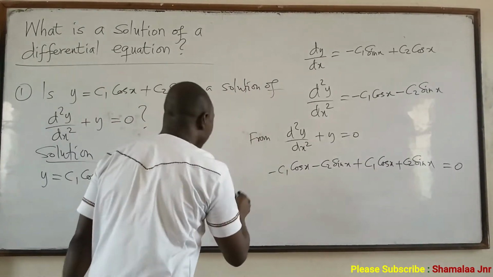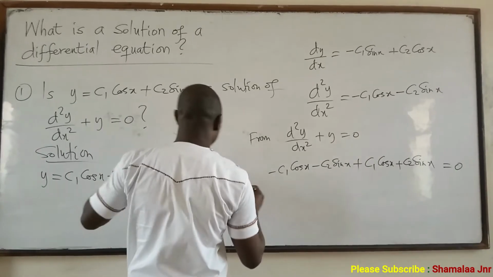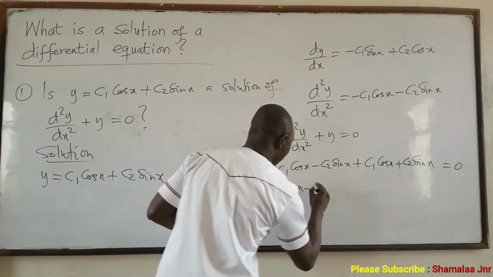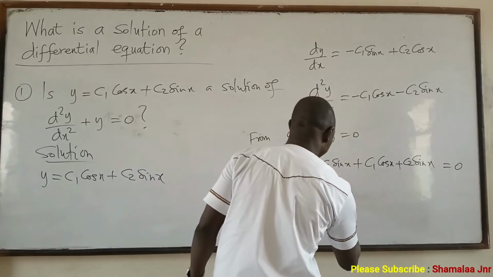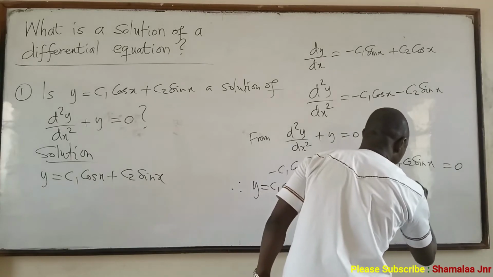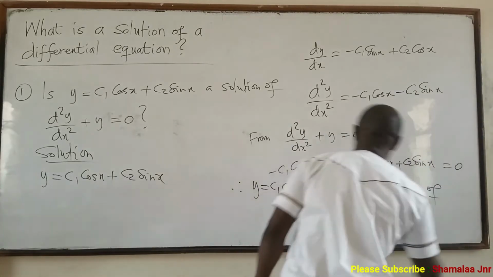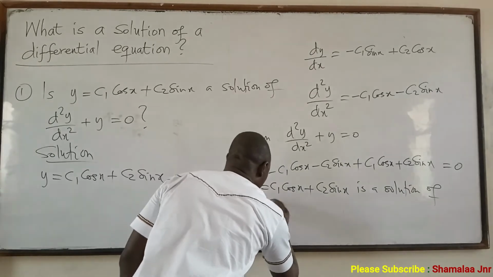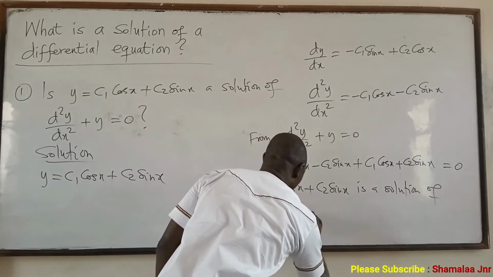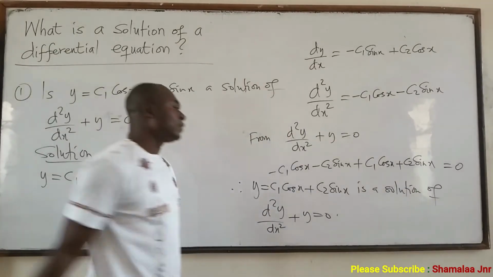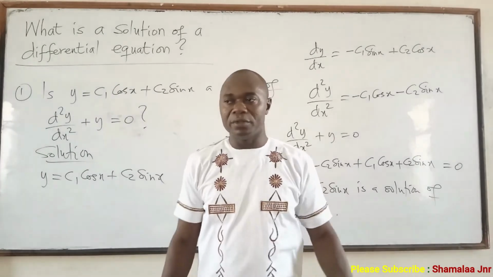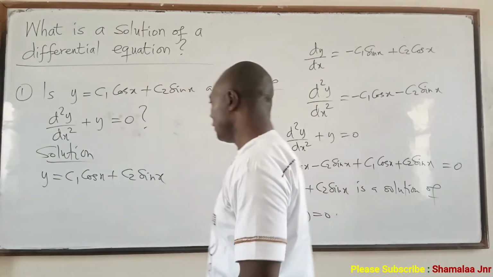of this differential equation. So we can say, therefore, y equal to C1 cos x plus C2 sin x is a solution of d squared y dx squared plus y equal to 0. So this is how I have to conclude. So this is the solution of the differential equation. Are you seeing it? Yes, this is a solution.